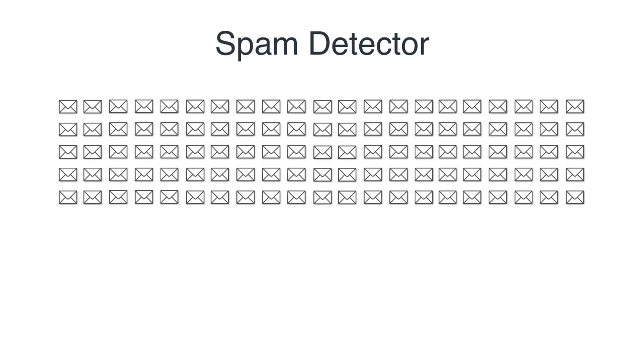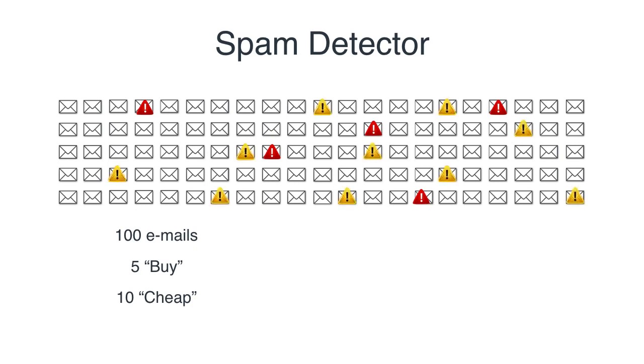So let's look at a slightly larger data set. Let's say we have 100 emails. So this is a different set than the first one. We have 100 emails, and let's say that 5 contain the word buy. And let's say that 10 contain the word cheap. And they don't overlap. However, what do you think would be a sensible number of emails that would contain the words buy and cheap? So let's think.